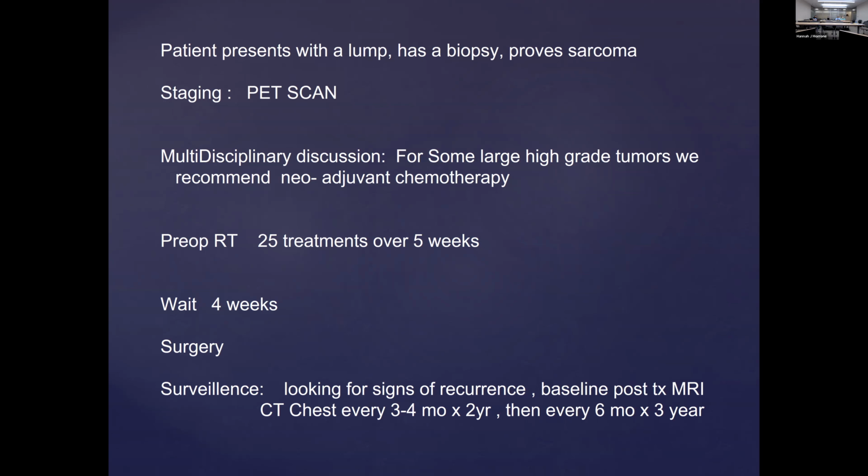Sometimes now we're getting pre-op chemotherapy for large high-grade tumors, more and more. But usually we advocate for pre-op radiation, and that's 25 treatments over 5 weeks, but might go down to 5 treatments. We usually wait 4 to 6 weeks, and then they have surgery. And once they have surgery and the wound has healed, they're on surveillance mode where you get a chest CT every 3 to 4 months for 2 years, and then every 6 months for 3 years. Get a baseline post-treatment MRI because you want to follow the local recurrence as well.